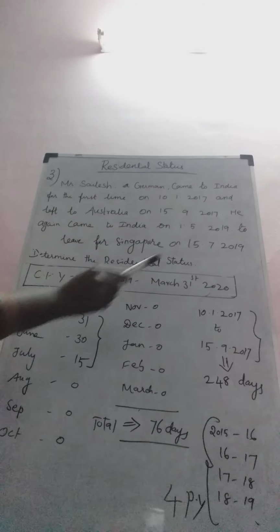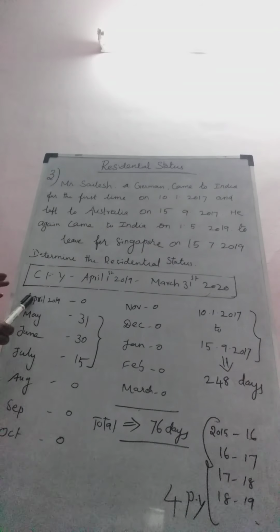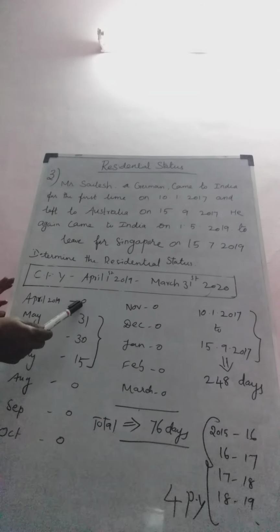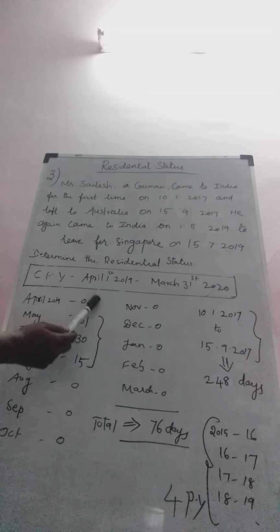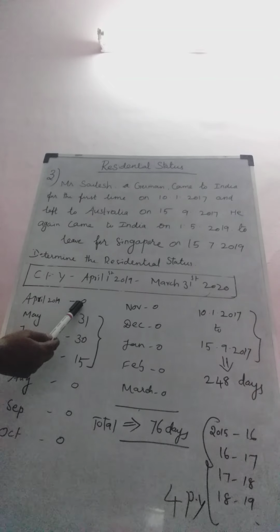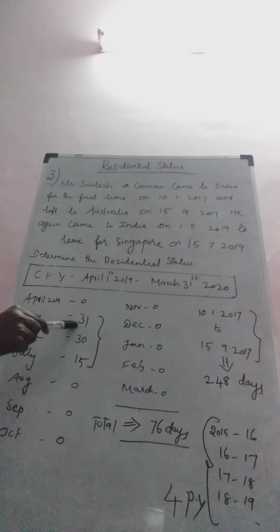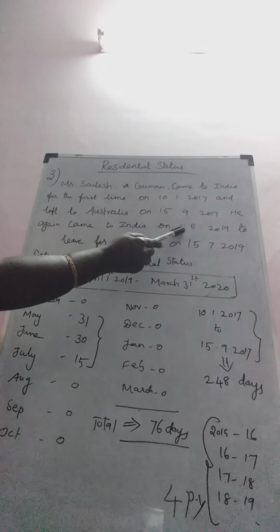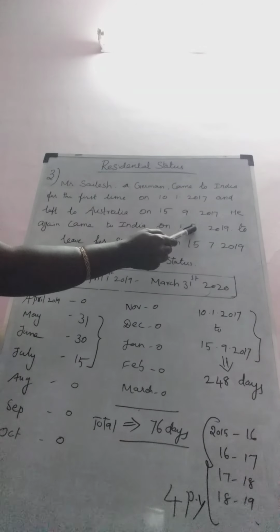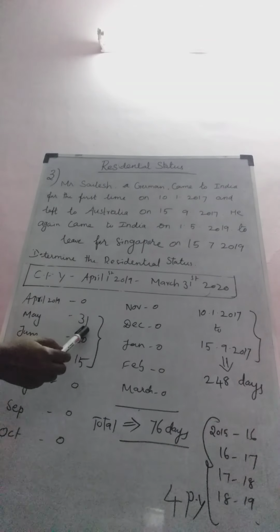15 days in 7th month. See, April 1, 2019. Did he stay in India? No. So that's why I have written 0 here. And in the month of May, the whole month he stayed in India. See here, on 1/5/2019, he was in India. So that's why I have written 31 days, the whole month.